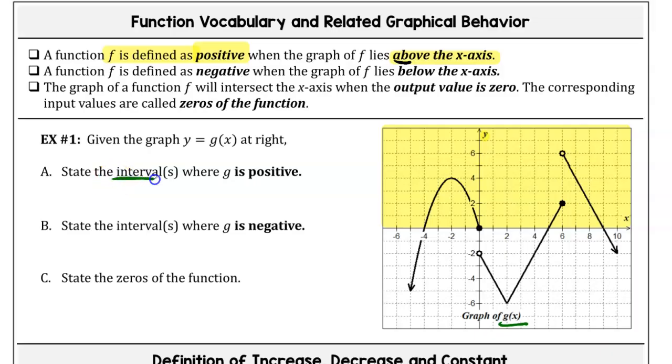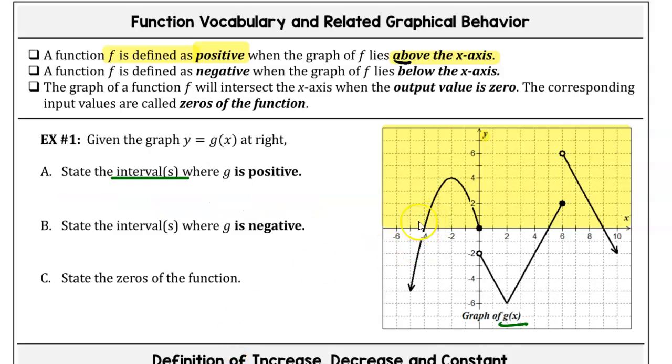Now, this stands for interval notation. So you're going to write all your answers in the interval notation. It means you use parentheses on the other side. You might have brackets on both sides. You might have one bracket and one parenthesis. It just depends. Okay? So they're saying, where is it above the x-axis?